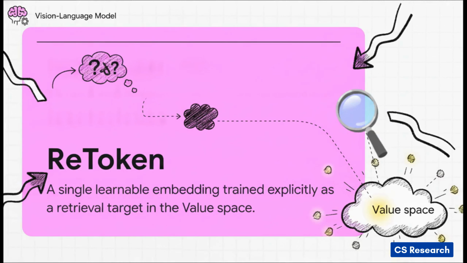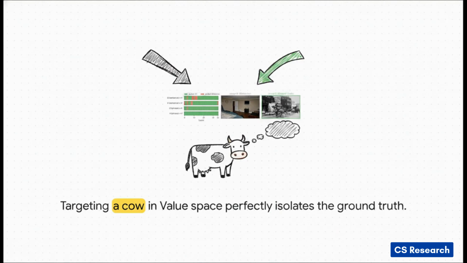Building directly on that incredible finding, the team developed ReToken. And it's shockingly elegant. ReToken is simply a single learnable embedding, literally just one token, and it gets appended directly to the user's text question. It's trained explicitly to act as a retrieval target within that highly accurate value space we just talked about. Think of it as a super lightweight single token retrieval agent. It goes in and fixes the vision language model's memory problem without needing some massive, computationally expensive overhaul of the entire AI system.